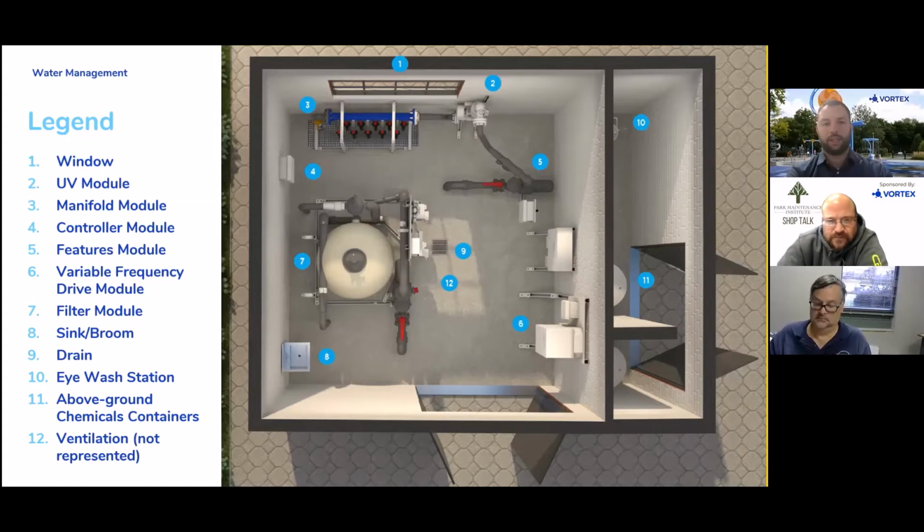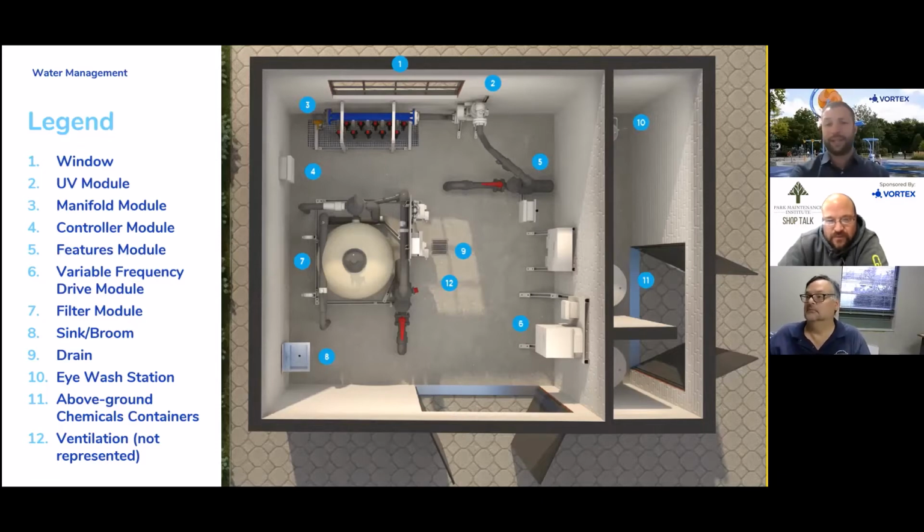However, just to keep things separated, to keep it simple, especially when you think about turnover within a community. Okay, well, what's controlling the pool? What's actually controlling the splash pad? So at least having some type of partition between the pool equipment and the splash pad equipment can be helpful.